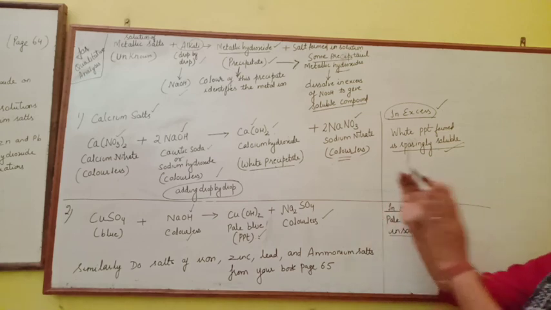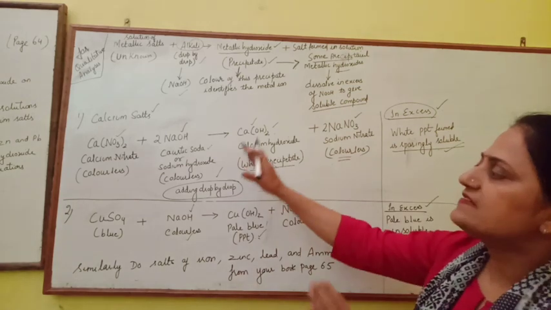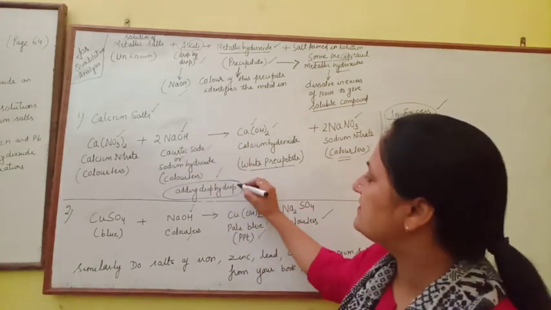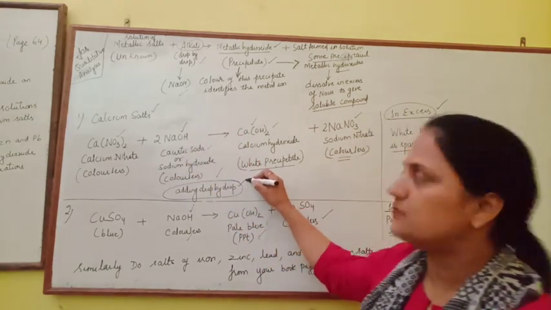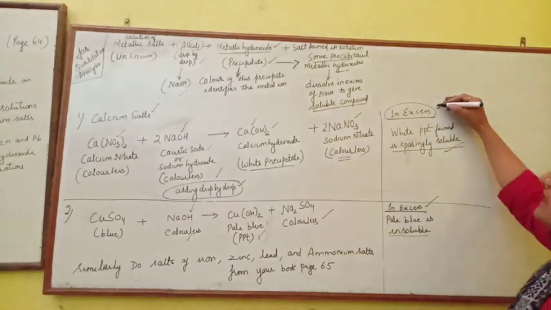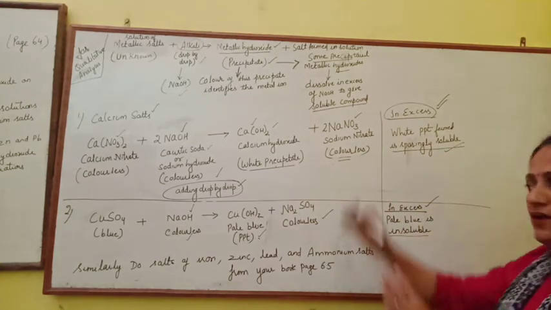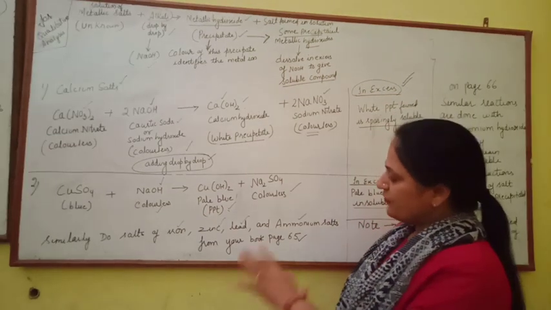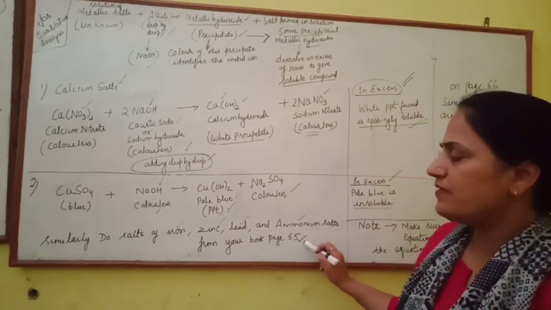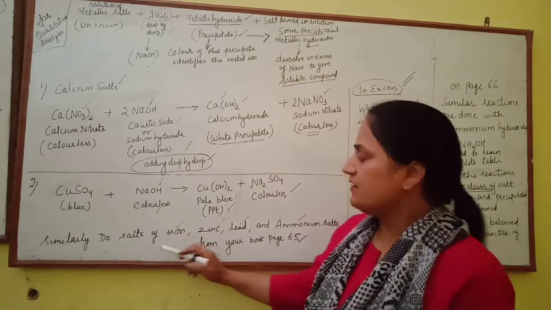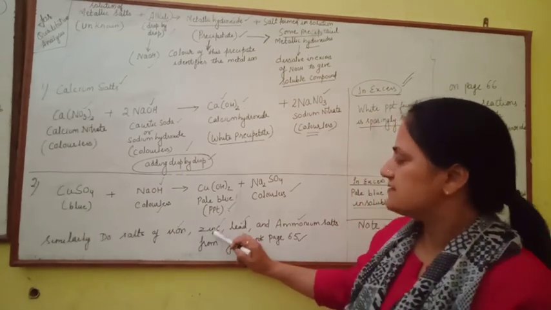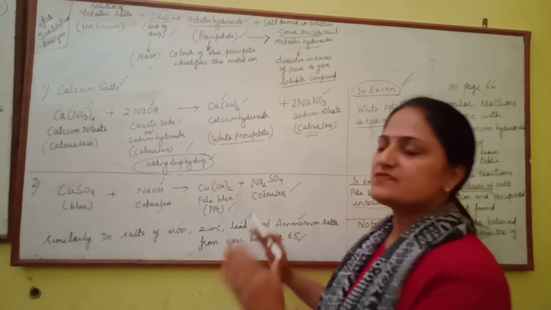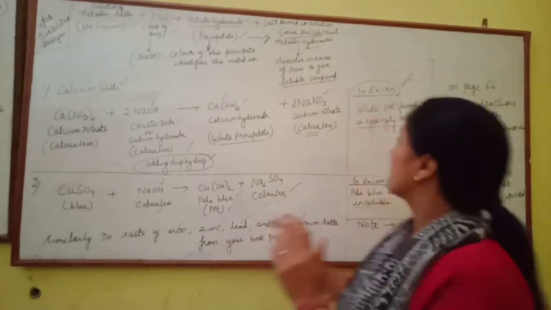So you have to learn all these reactions: what is happening when sodium hydroxide is added drop by drop to the salt solution, and when it is added in excess. For different salts you have to learn. Similarly, from your book, page number 65, many other salts are given like iron, zinc, lead and ammonium salts. So you have to practice all these equations.